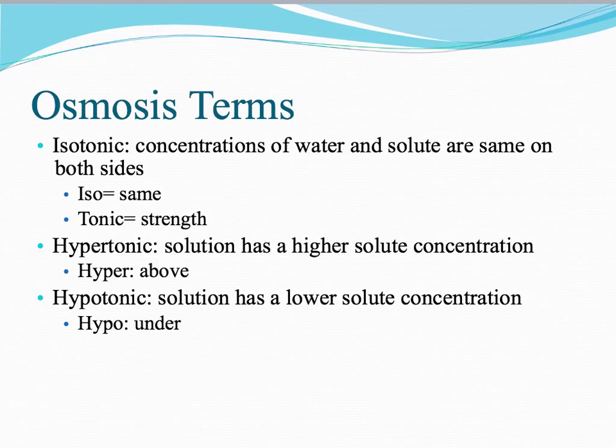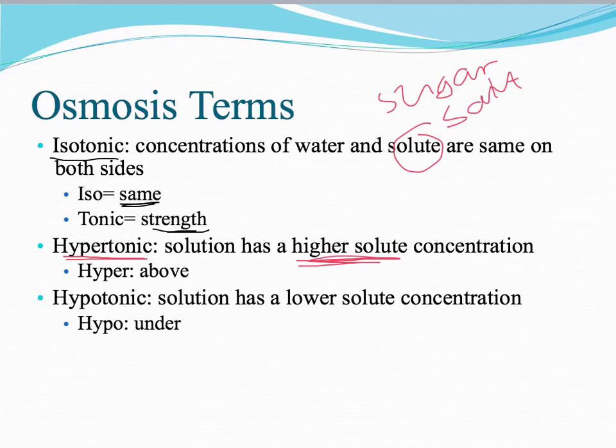Some terms you need to know when describing solutions. The first is isotonic. Alright, this is where the concentrations of water and solute are the same on both sides. Iso means same, tonic means strength. Okay, and if you remember from our last unit, a solute is something that is dissolved in water. So things like sugar, salt, Kool-Aid, so on and so forth. Alright, so hypertonic is a solution that has a higher solute concentration.